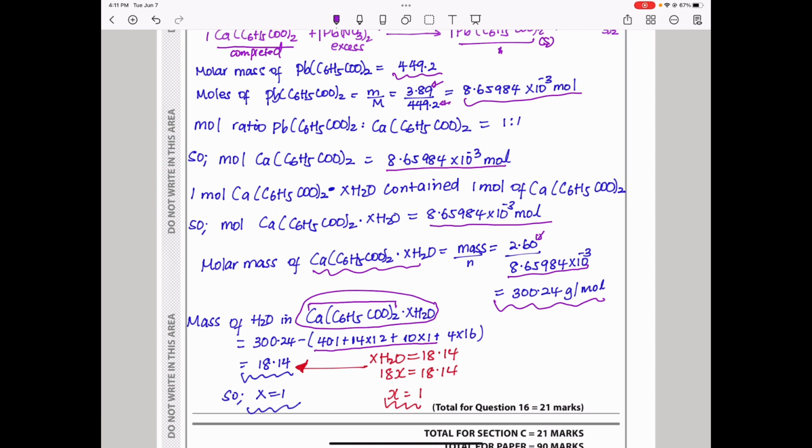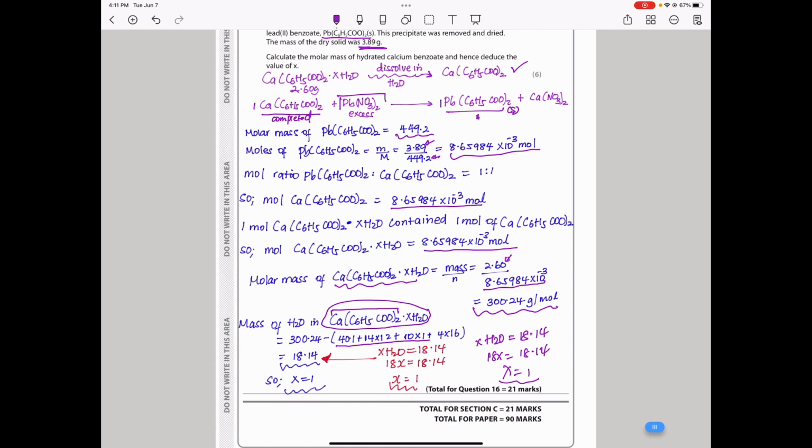Now you guys know the value of X cannot be a fraction or a decimal. It should be a whole number. In this case we have X water equal to 18.14. It means 18X is equal to 18.14. This is going to be X equal to 1 point something, but it's going to be a very tiny decimal. So we just leave it as X equal to 1, the nearest whole number. You cannot use decimals for the value of X.